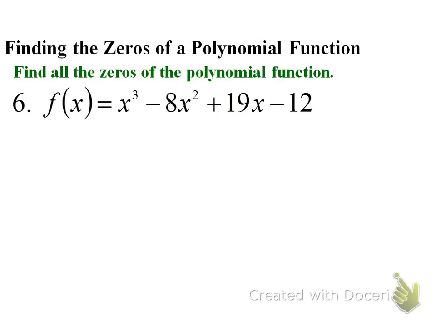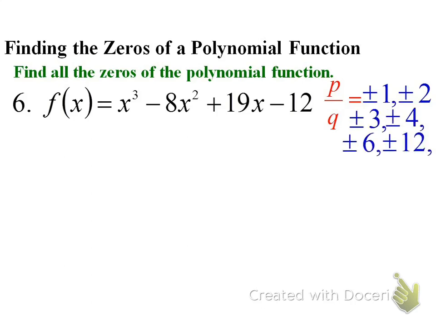So let's list all the possibilities. What are they? 12 and 1, 2 and 6, and 3 and 4. Good. And our lead coefficient's 1, so that's not really going to change anything when you do that division step. So those are all of our possibilities.